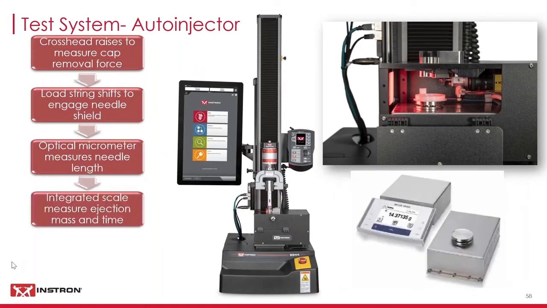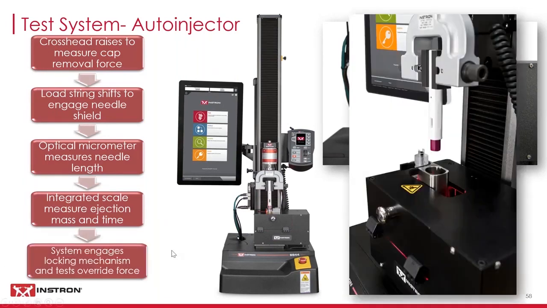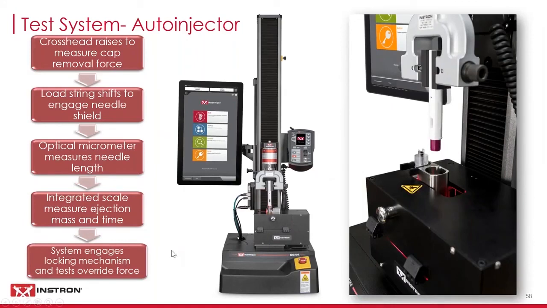An integrated precision scale provides a live measurement that is fed back to the software and used to determine the total ejection mass and volume. A proprietary algorithm is used to analyze the mass data to calculate ejection time based on the initiation and settling points of the data points. Lastly, the crosshead moves up, locking out the needle shield, and then moves back down to measure the override force, or to simply ensure that the lockout mechanism is functioning properly.